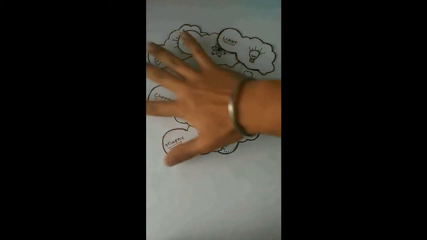Let's start with the kinetic energy. The kinetic energy of an object is a measure of work an object can do by virtue of its motion. Now consider a fly of mass m, flying with velocity v, in a straight line, so the kinetic energy associated with the fly is given by half into mass into velocity square.